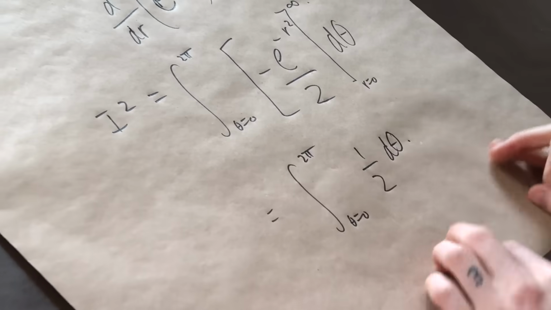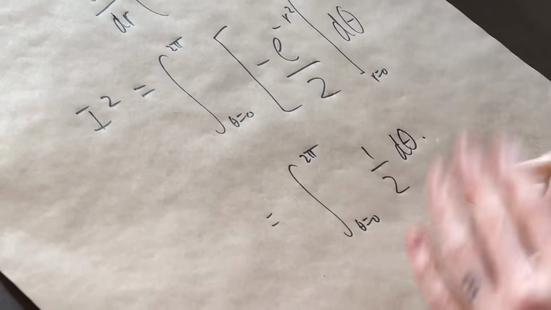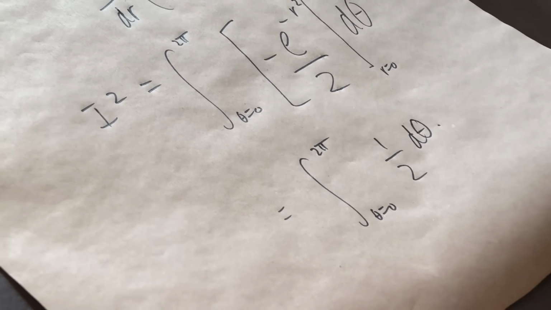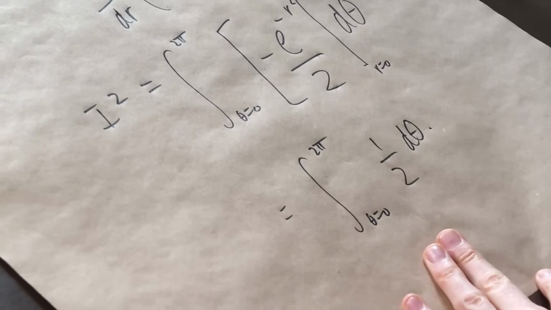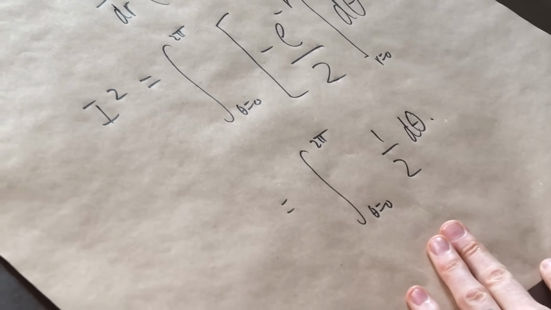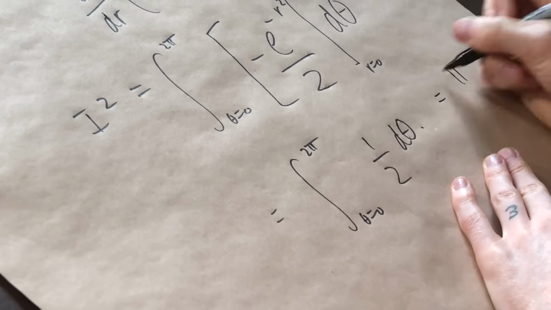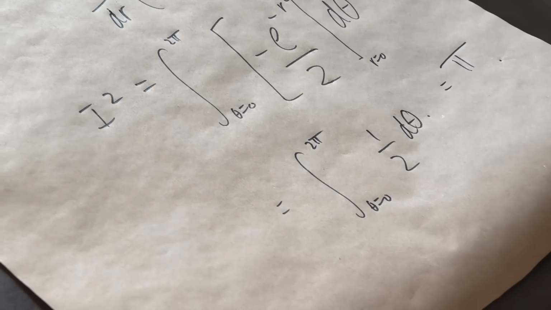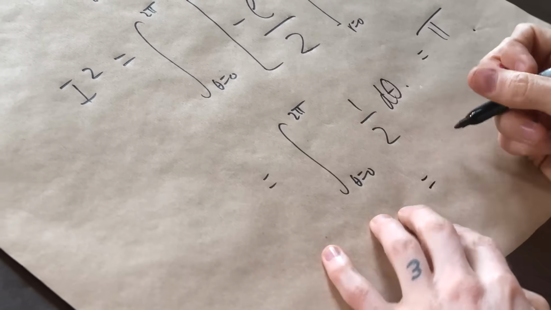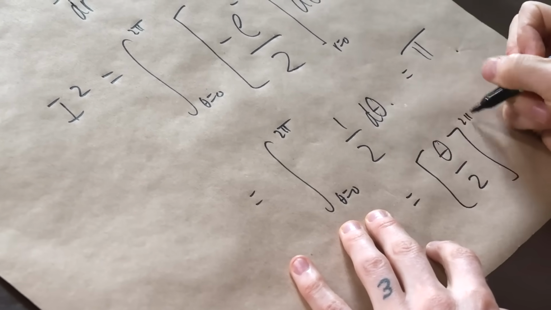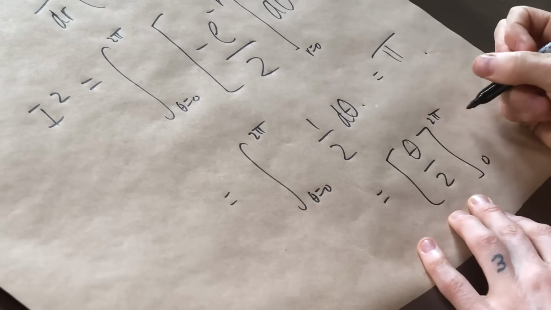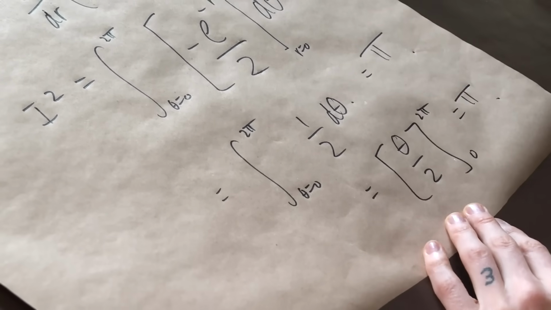So now you just say, think of theta as x if you want, whatever variable you want. It's just what's the area under a curve that's constant a half from 0 to 2 pi. Well, that's just pi. You just do that integral straight away. Or if I want to fill in the steps, you say it's theta over 2, you integrate up, and then you go from 0 to 2 pi. So you just sub it in and you will just get pi.